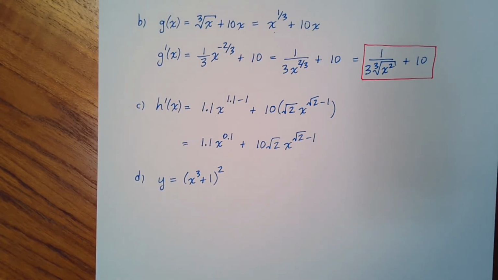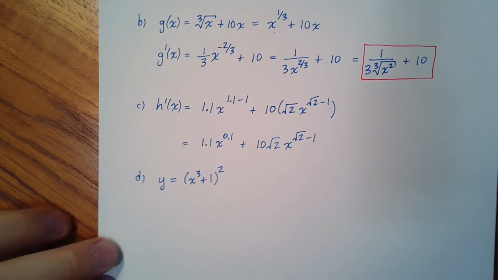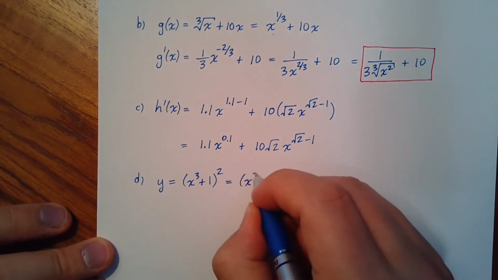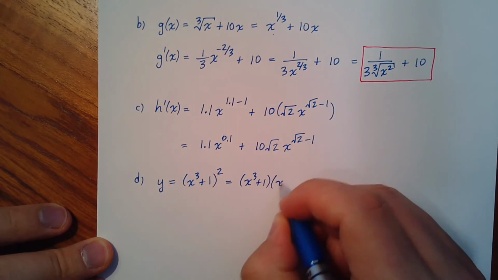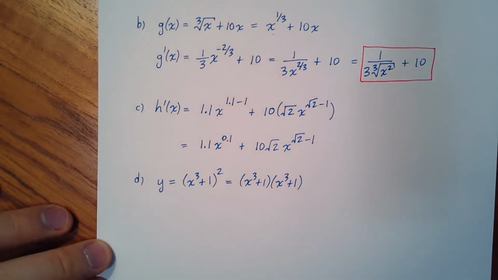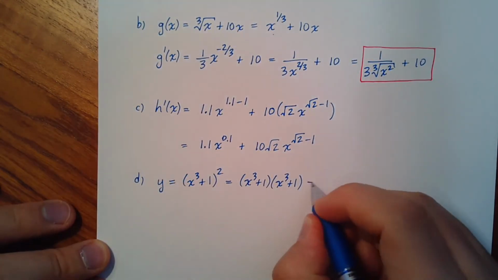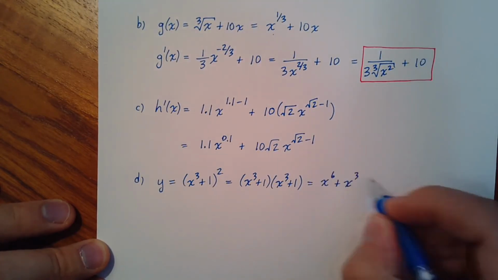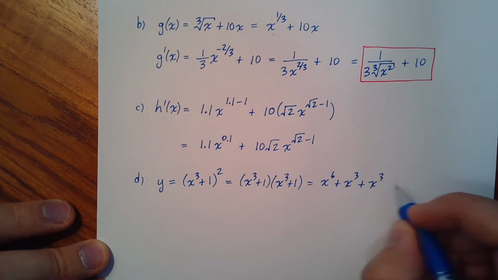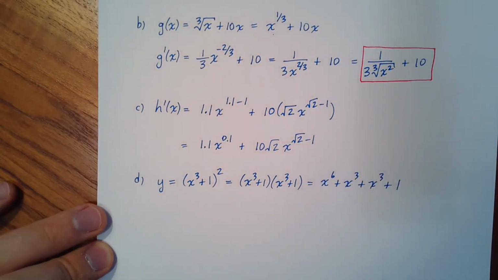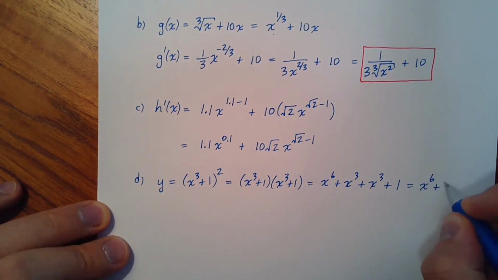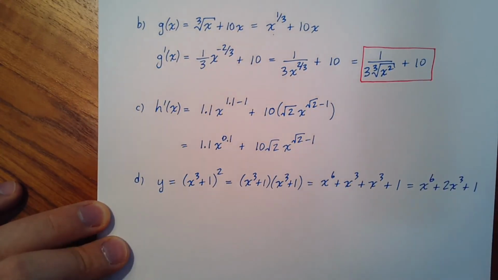So in this case, if we want to use the power rule, we're going to have to change the way this is expressed. The best way to do that is probably to write this as x cubed plus 1 times x cubed plus 1, and then FOIL everything out. So what are you going to get? You're going to get x to the power of 6 plus x cubed plus x cubed plus 1. And if you combine your like terms, you're going to get x to the 6 plus 2x cubed plus 1.